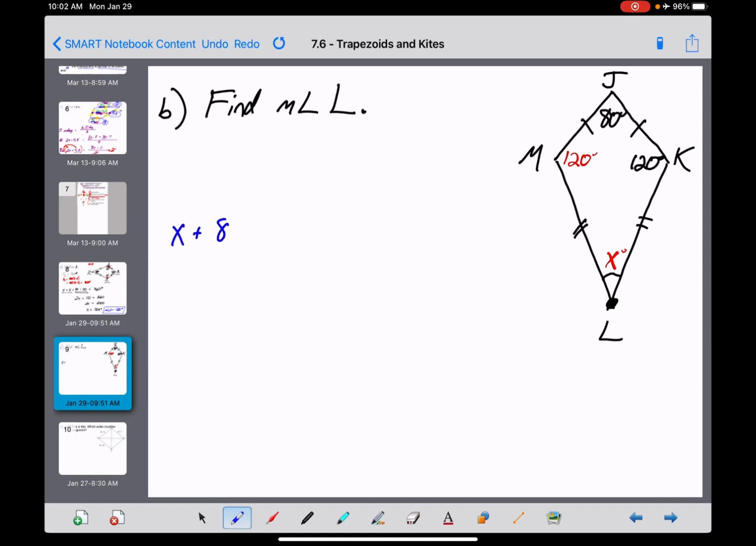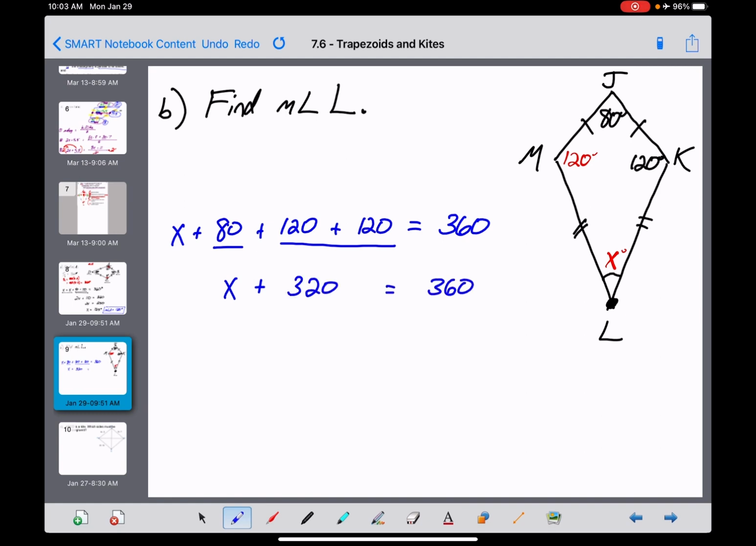So again, we'll make a pretty simple equation out of this. X plus 80 plus a 120 and another 120. All of that is going to have to add up to 360 yet again. So this one's maybe even a little easier than the last problem. X plus, 120 and 120 is 240. Plus another 80 there is going to get us 320, if I'm not mistaken. That's going to equal 360. Let's subtract that 320, and we're going to get X is equal to 40 right there. Okay, gotcha. So what do we know? The measure of angle L is going to equal 40 degrees.